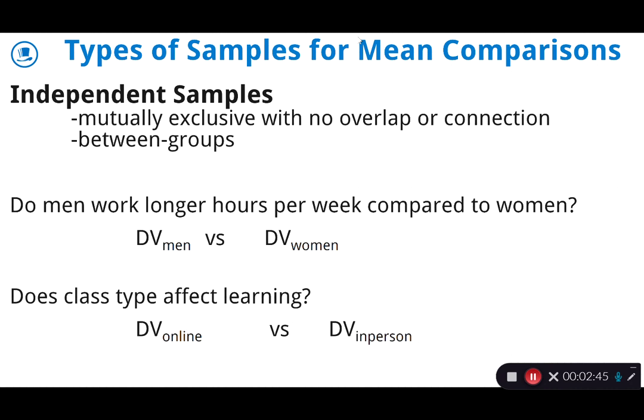This could also be done by looking at existing classes. I could look at an online version of Psych 100 and compare it to an in-person version of Psych 100. In all of these situations, what we've got is independent samples. Someone is in one and only one of the groups that are being compared.